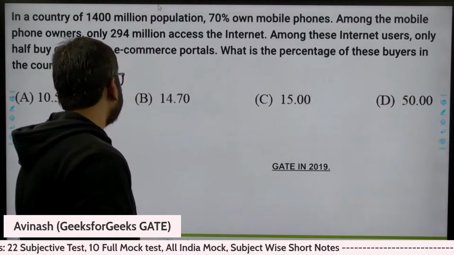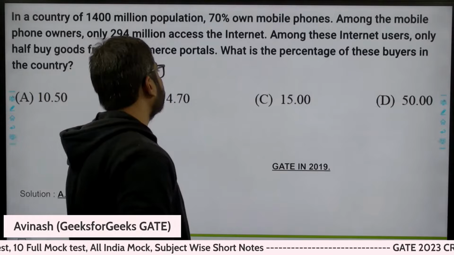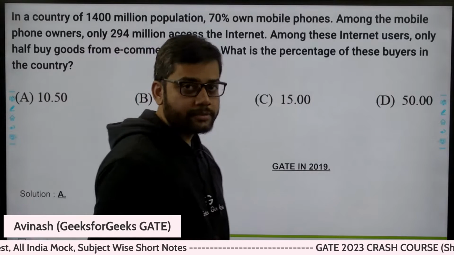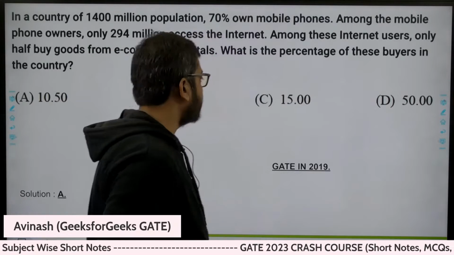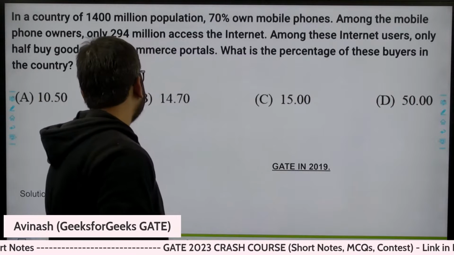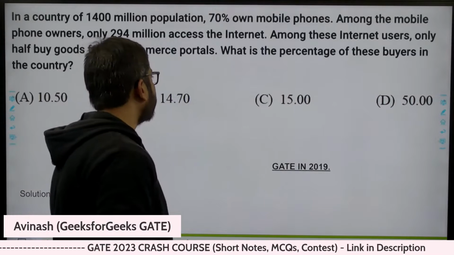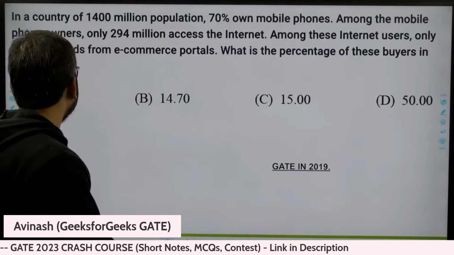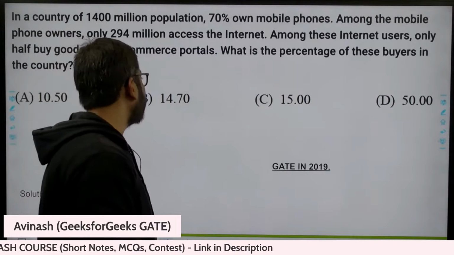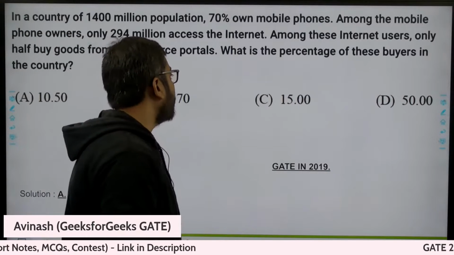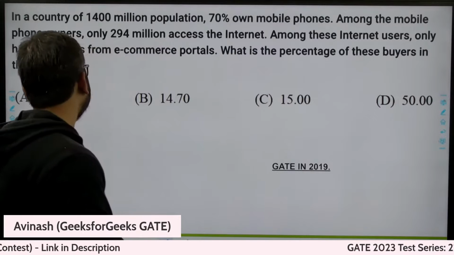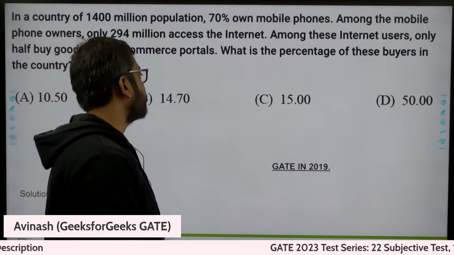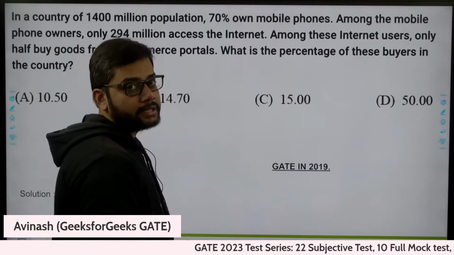A country of 1400 million people population, 70% own mobile phones. The question is a little easy, okay? So let's finish it quickly. The country has a 1400 million population, 70% own mobile phones. Among the mobile phone owners, only 294 million have access to the internet. Among these internet users, only half buy goods from the e-commerce portal. What is the percentage of these buyers in the country?